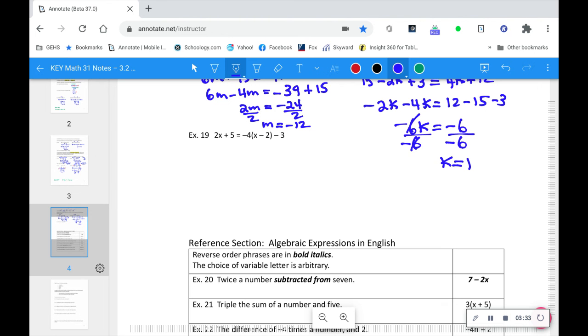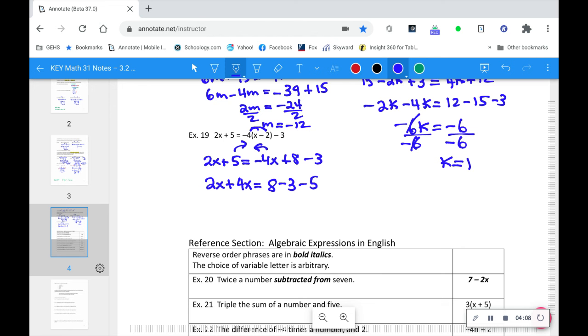Okay, the next one here, there's nothing to do at the start on the left side. But when you distribute negative 4 across the parentheses, you get negative 4x, and then negative 4 times negative 2. And the minus 3 is tacked on there. There's no fractions to clear. Once again, we're skipping that step. I'm going to bring that variable to the left and this constant number to the right. Don't forget to change the signs when they switch from left to right or vice versa.